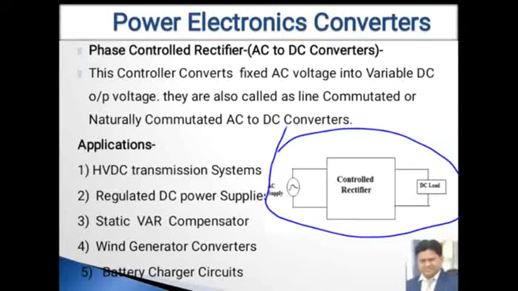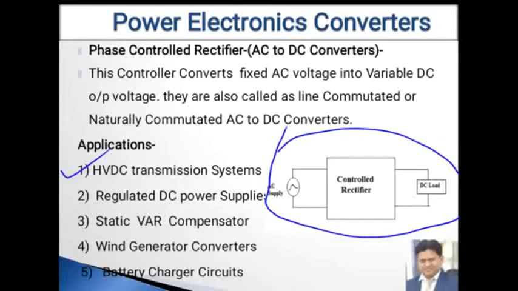And we can see the applications of the phase control rectifier. The first application is in the HVDC transmission system. HVDC transmission system means high voltage DC transmission system. This type of transmission system is used for long distances, and in it the phase control rectifier is required for converting the power from AC to DC. So this is the main application area of the phase control rectifier.